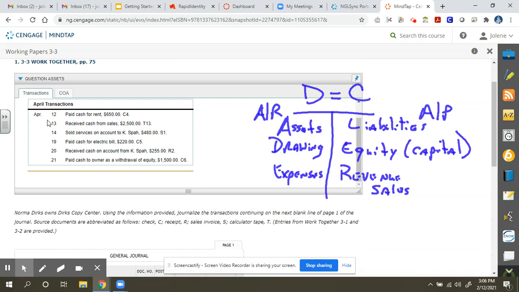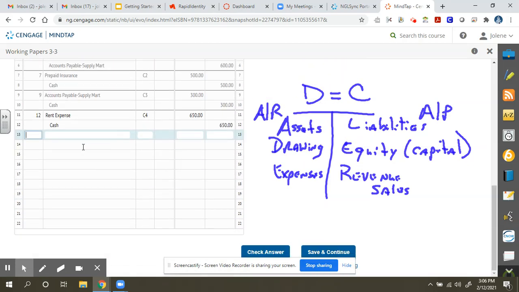My next transaction is the 13th, received cash from sales. We like that. We like receiving cash. So cash is an asset and increases on the debit side. It just told us that we received cash. And it told us that we received it from sales.